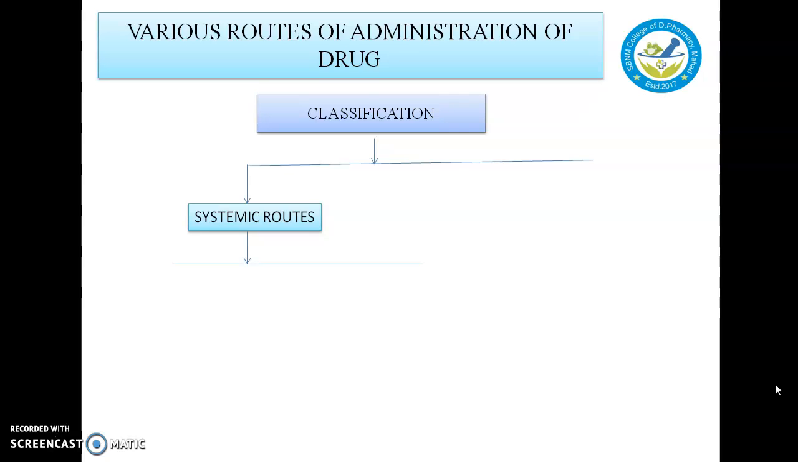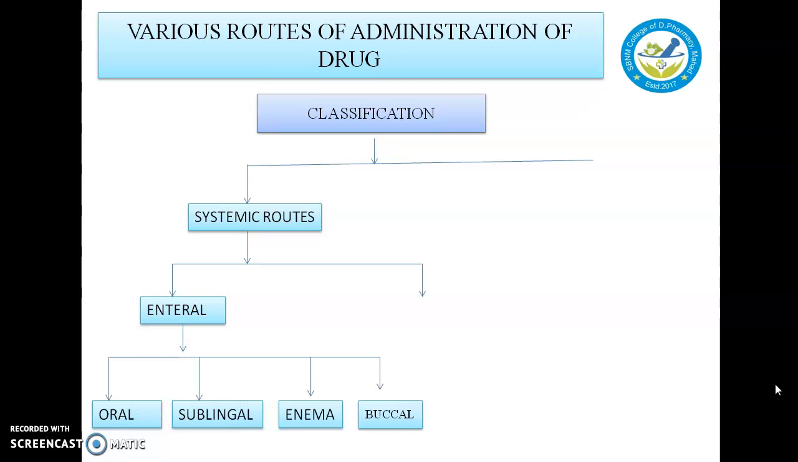Systemic routes can also be divided into two routes: enteral route and parenteral route. Firstly, we see the enteral route. What is meant by enteral? Enteral is derived from enteron, which means the intestine. In this case, the drug is administered via the human gastrointestinal tract. In the enteral route, we see oral route, sublingual route, buccal route, and the last one is rectal route.